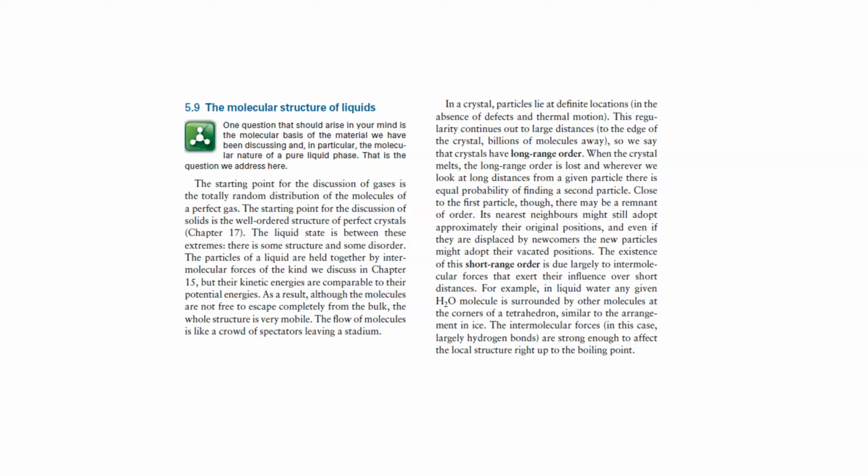Close to the first particle, though, there may be a remnant of order. Its nearest neighbors might still adopt approximately their original positions, and even if they're displaced by newcomers, the new particles might adopt their vacated positions. The existence of this short-range order is due largely to intermolecular forces that exert their influence over short distances. For example, in liquid water, any given water molecule is surrounded by other molecules at the corners of a tetrahedron, similar to the arrangement in ice. The intermolecular forces, in this case largely hydrogen bonds, are strong enough to affect local structure right up to the boiling point.